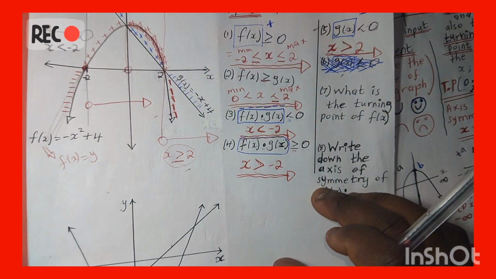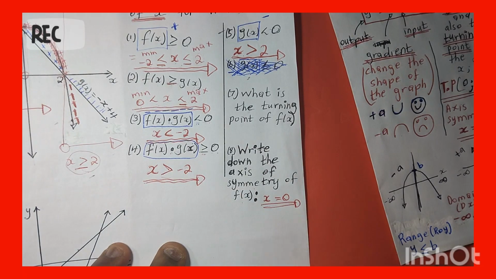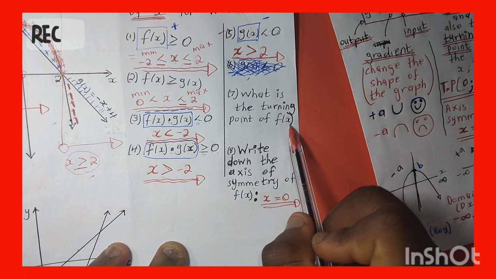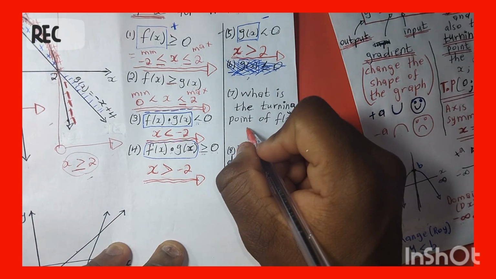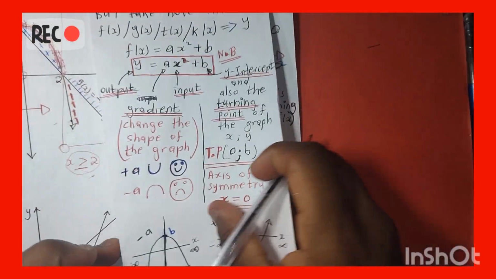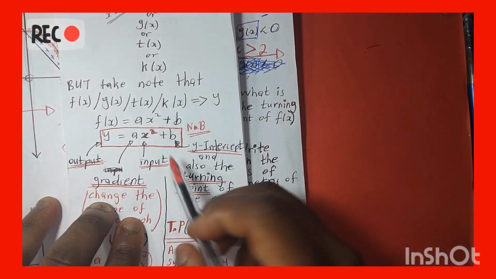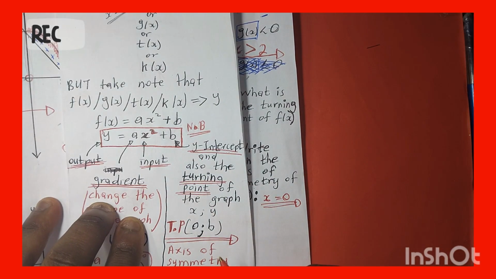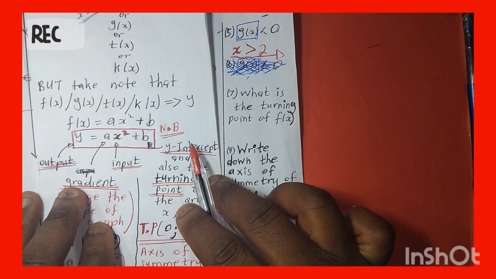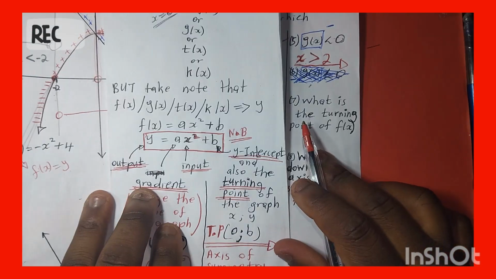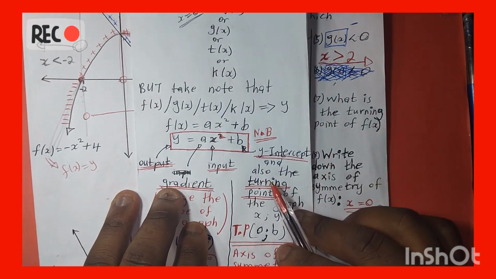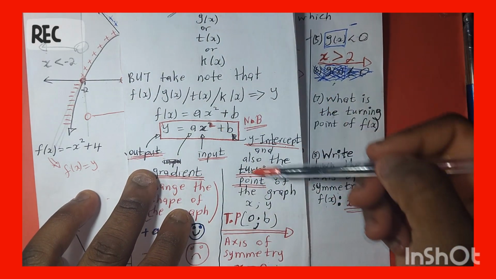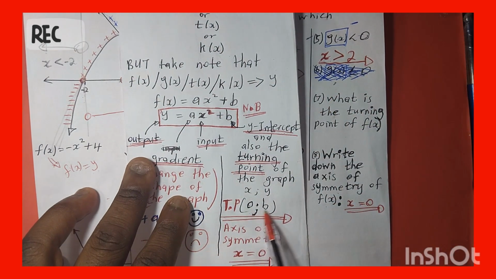And now cover this one. This one says to you, what is the turning point of f of x? And I told you that this is how you find a turning point. Something which is here, it's a y-intercept, which is also called a turning point there. Do you see? So now let's come to this equation, the equation of a parabola. This, something which is here, is a turning point, just like this there.